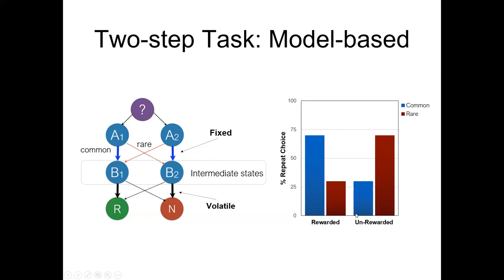If you see a rare intermediate state and you're rewarded, you should actually switch your choice, because you know that for the case of a rare intermediate, it's more likely to be caused by the other choice, right? So imagine if your current choice is A1, you see B2 and the B2 is rewarded, for you to see B2 again in the future, you should choose A2, right? Am I clear?